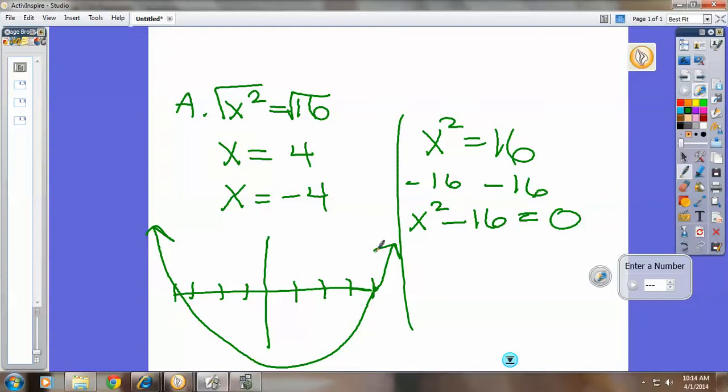Please do this with me. Sketch your graph. We know that our graph crossed here. We know that it crossed at 4 and it crossed at -4. Okay, so put dots there and then draw in. This is what we call a parabola.